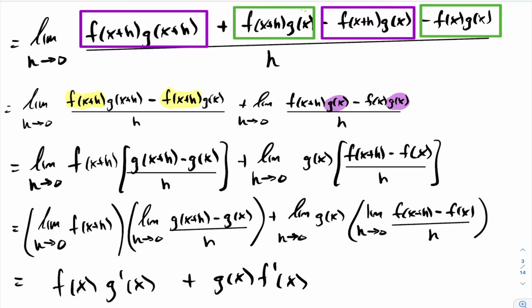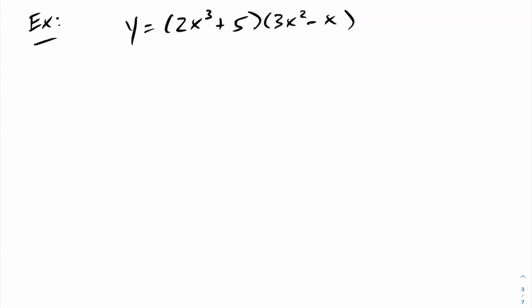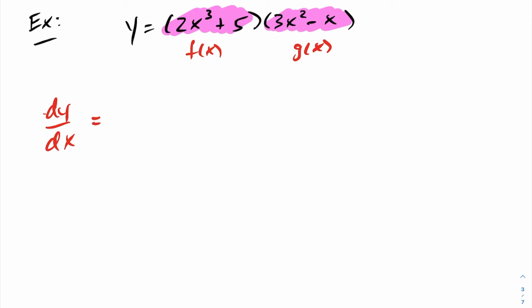Let's take a look at some examples applying the product rule. Looking at our first example here, we're going to view this function as our f at x and view this function as our g at x. Doing that, we want to take our derivative, so we'll say dy/dx is going to be equal to the first times the derivative of the second plus the second times the derivative of the first.